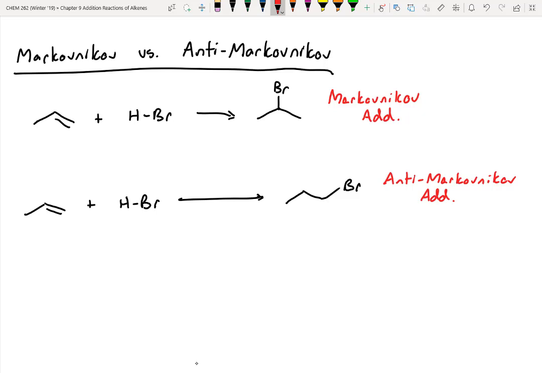And so there was this big debate about, well, why are some people observing the bromine coming off of the more substituted carbon while others are observing it coming off the less substituted carbon? And in fact, Markovnikov went back, checked his results, and confirmed that the bromine for him always came off the more substituted carbon. Does anybody have an idea of why there might have been a discrepancy?